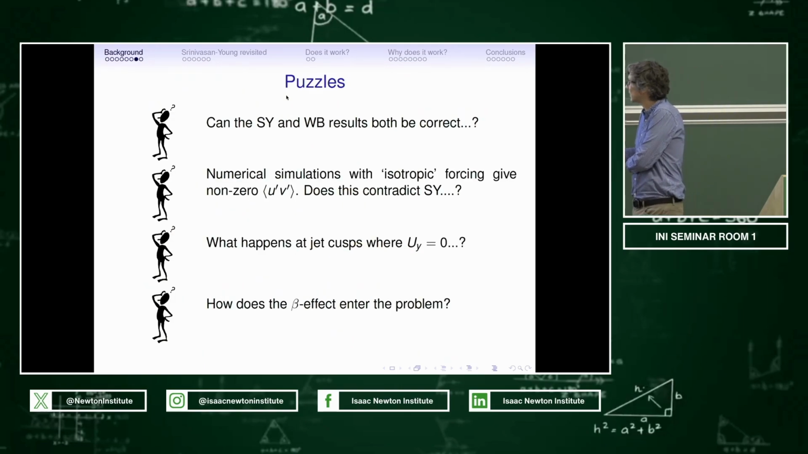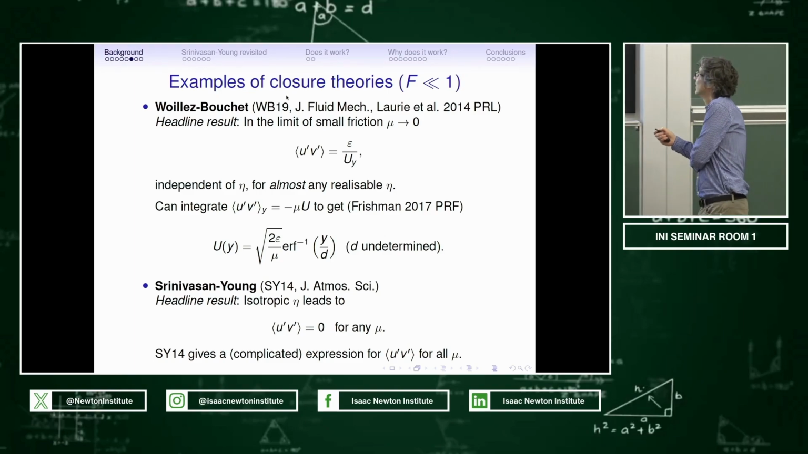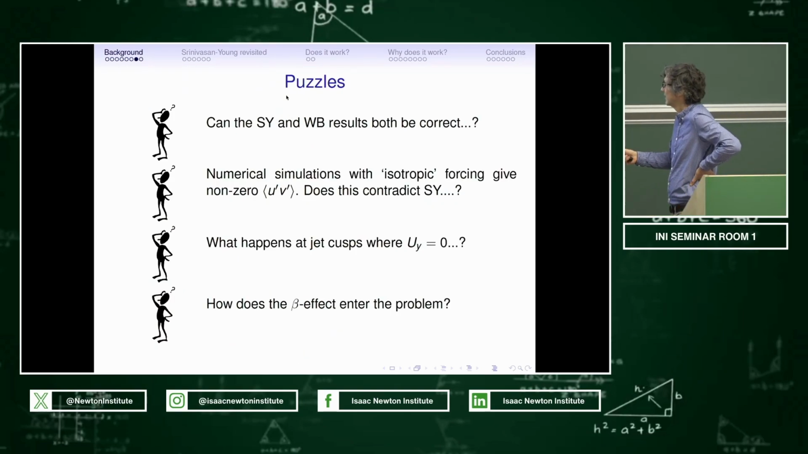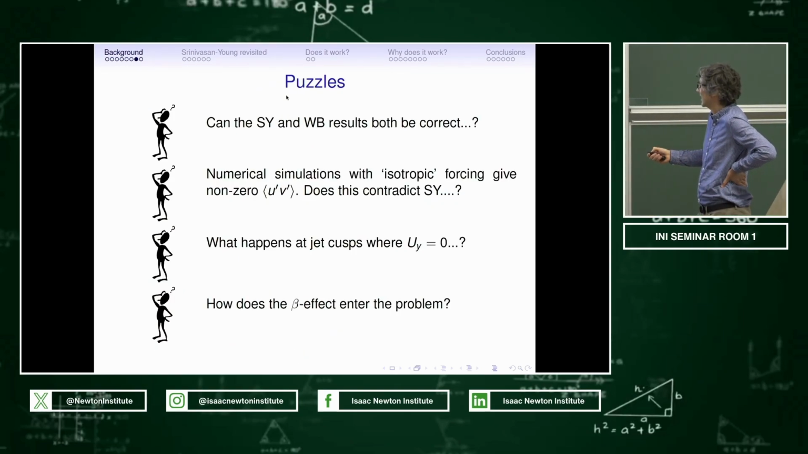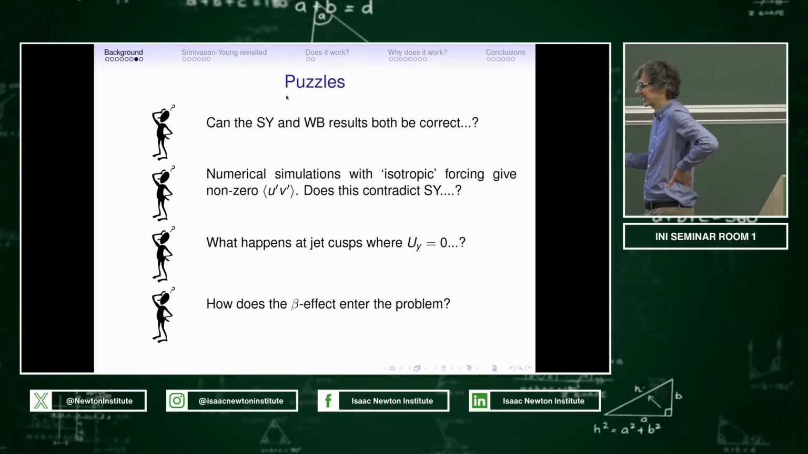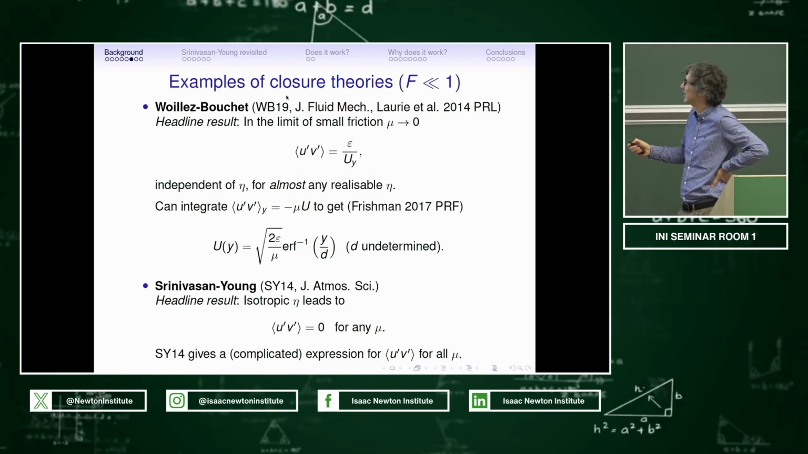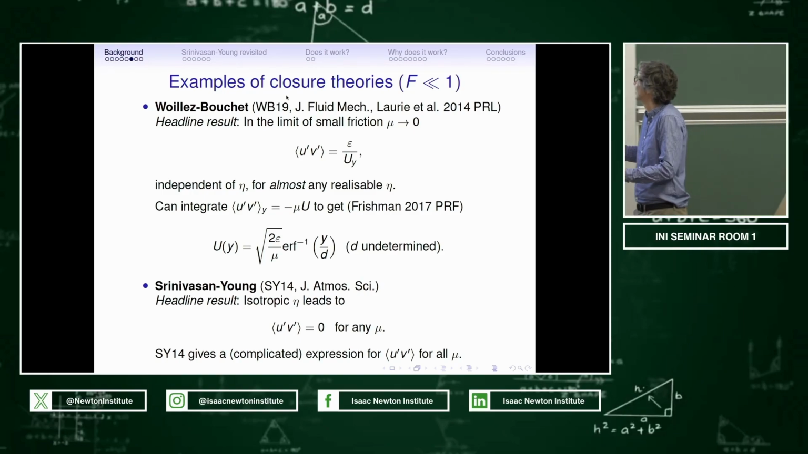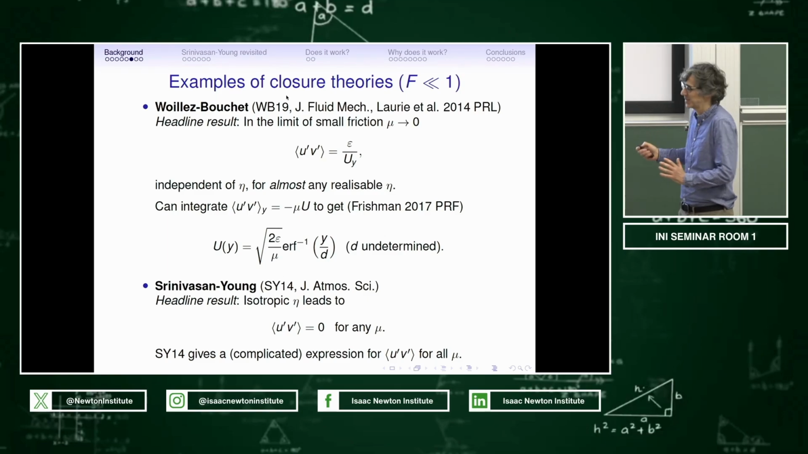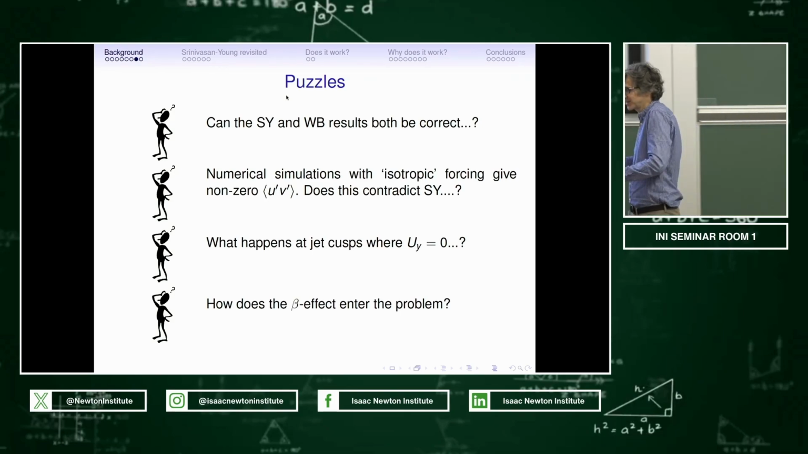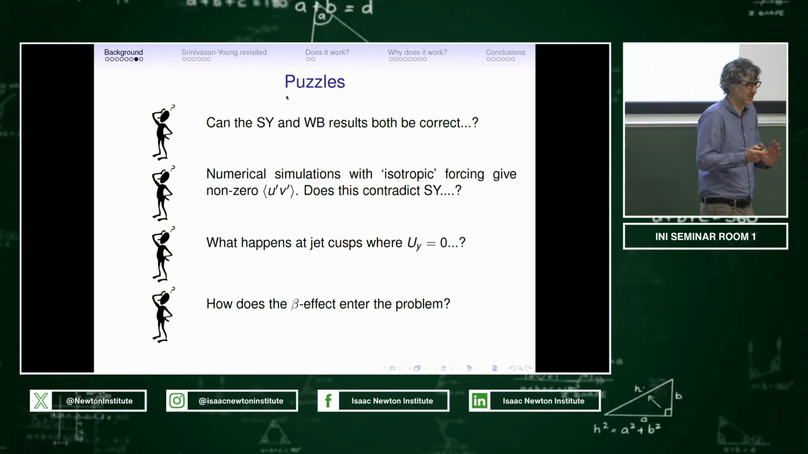And then the obvious thing that proves that this can't be the whole story is that the jets in this beta plane jet problem emerge on the Rhines scale, and the Rhines scale involves beta. So there's no way in which a closure which depends only on the shear can possibly be the whole story. Something else has to happen to make jets appear on the Rhines scale. And so there's a question: how does the beta effect enter the problem? Resolving these puzzles was the topic of William's PhD.